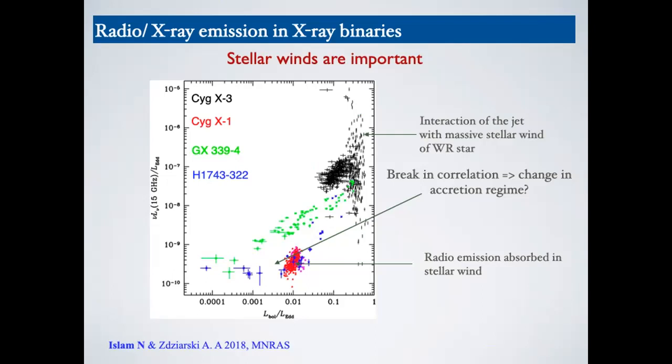The reason is that for Cygnus X3, the system has an orbital period of hours. So what we think happens for Cygnus X3 is that the jets get enhanced by the stellar winds in the system. Conversely, if you look at Cygnus X1, which is again a black hole binary, but with days as the orbital period, in this case the radio emission is getting absorbed in the stellar winds. So this gives you a global picture of what happens when you have to consider stellar wind interaction with the jets present in the system.